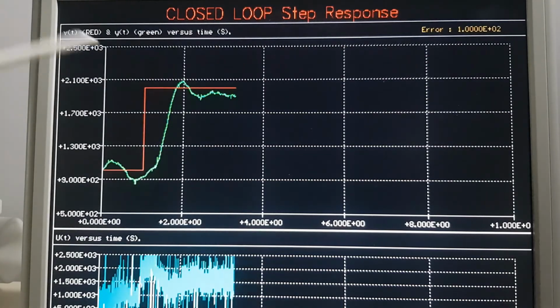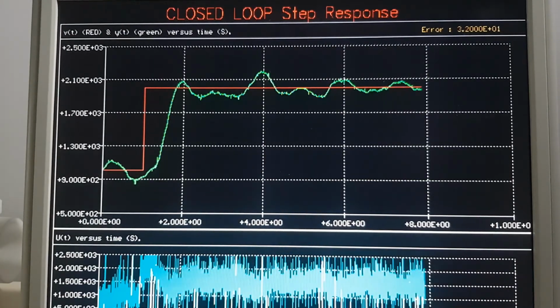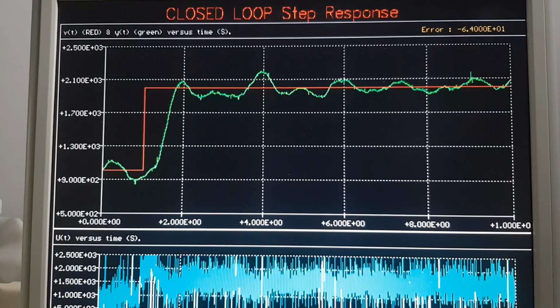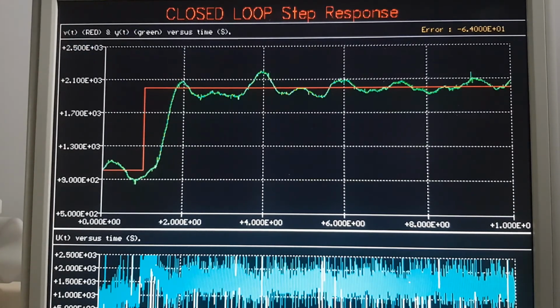And notice now it's significantly reduced the overshoot and undershoot here, but it's a little bit noisy, so it can exhibit slightly strange properties, but you can see that big overshoot and undershoot has now gone with the PID control.